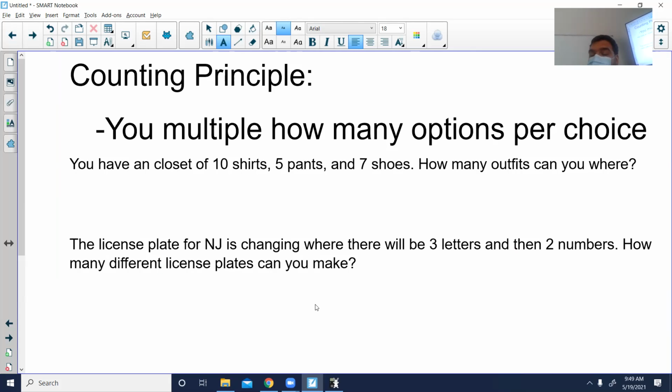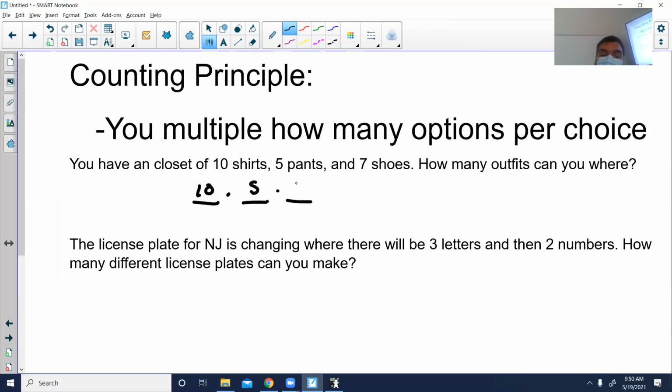Okay. So the first one, very basic. You have 10 shirts, 5 pants, 7 shoes. So my first option, I have a choice of 10. My second option, which is pants, I have a choice of 5. And my third option, shoes, is a choice of 7. So I just multiply that all together. That means I can make 350 outfits out of this. Now the second one, definitely write down, because this is definitely the more tricky of the two, but it's not that bad.